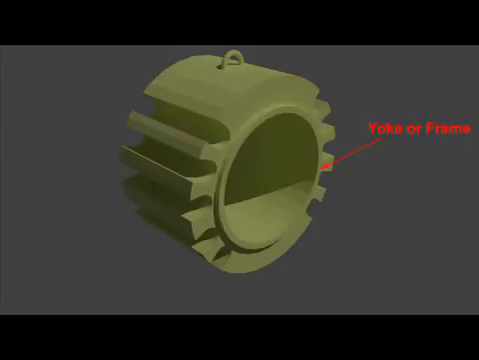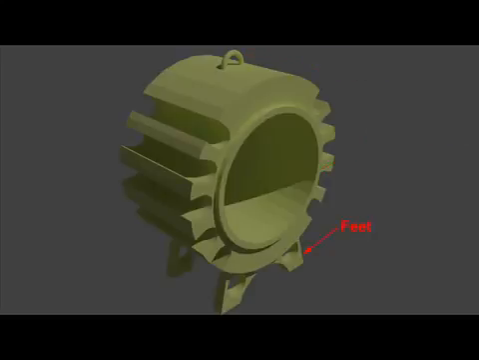Since the field is stationary, there is no need to use laminated yoke for normal machine. In small machines, cast iron yokes are used because of cheapness, but yoke of a large machine is made of fabricated steel due to its high permeability.